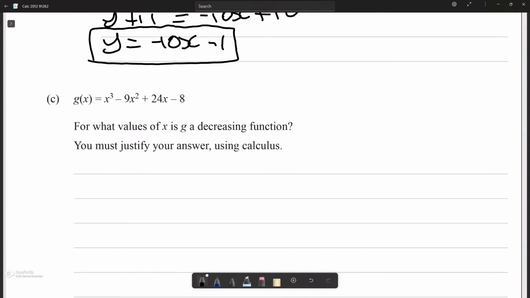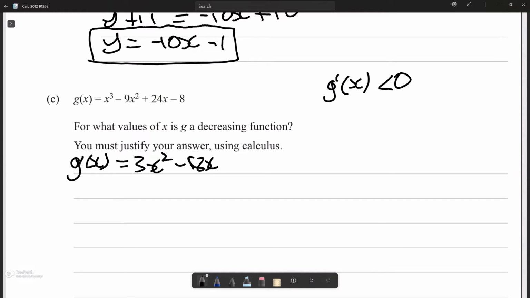And g of x is equal to x cubed minus... for what values is it a decreasing function? So this means for what values is its derivative less than 0? So for what values is g dash of x less than 0? Differentiating g of x, we got 3x squared minus 18x plus 24.